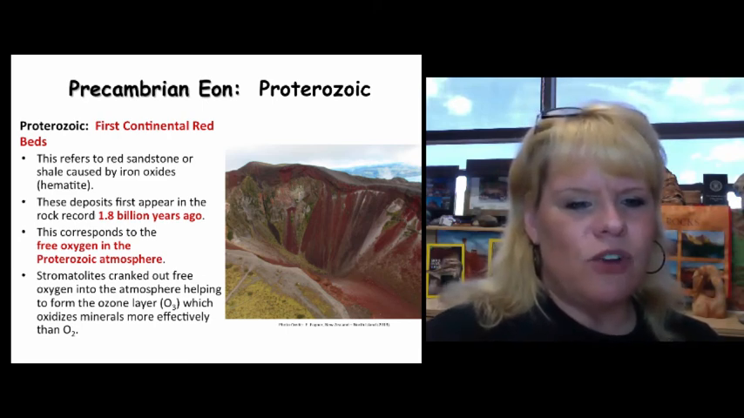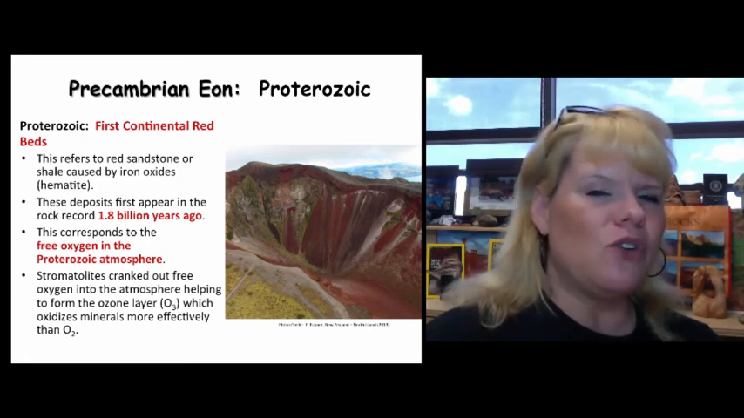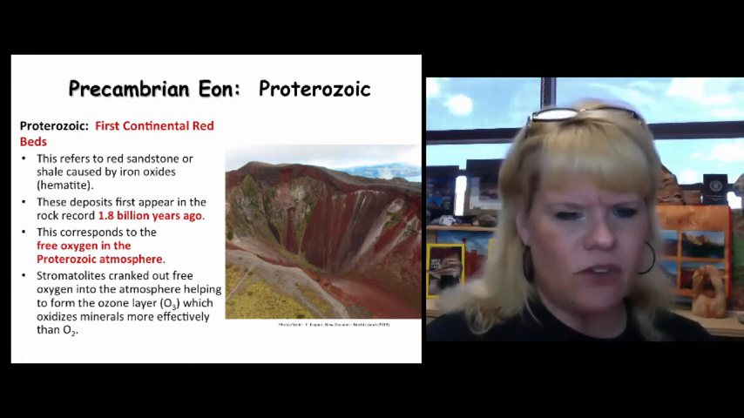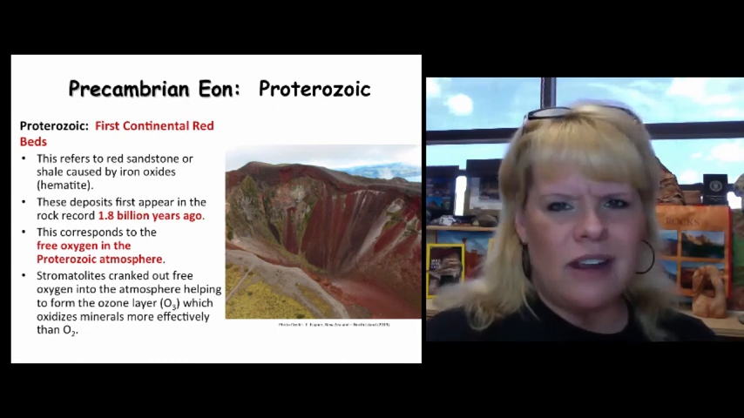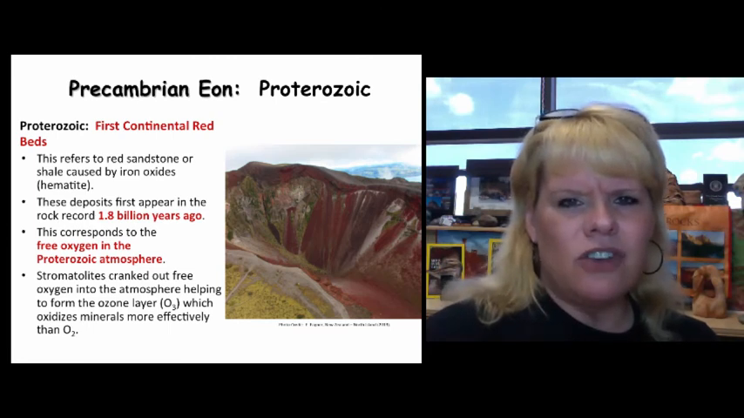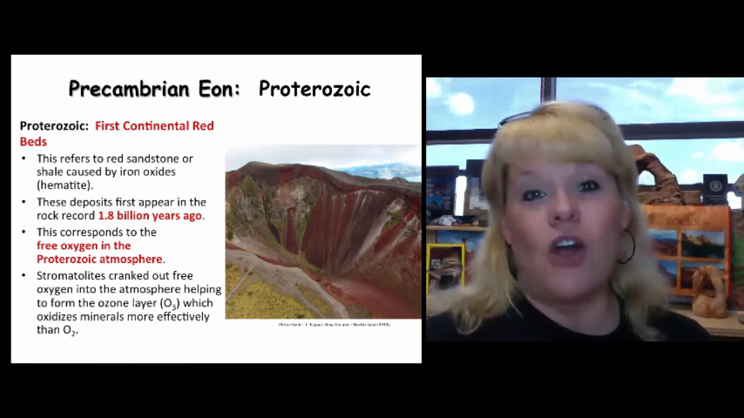This corresponds to free oxygen in the Proterozoic atmosphere. This is so critically important to understanding the development of our first life. So stromatolites and outgassing from volcanoes are cranking out all this atmospheric oxygen, which is going to lead to the formation of our ozone layer.